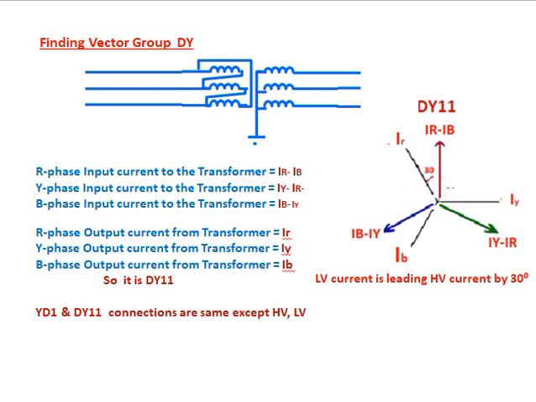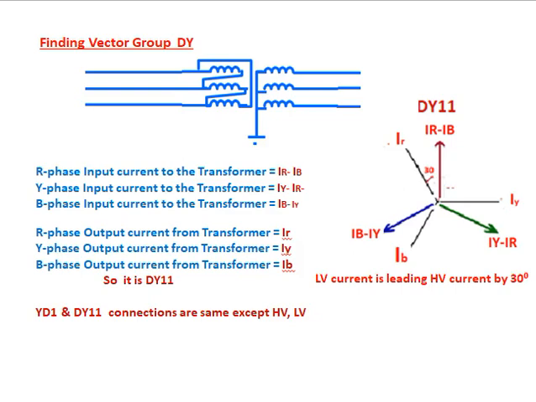Finding vector group dy. See the diagram. HV side is delta, LV side is star. Now you can say the current flow. R phase input current to the transformer IR minus IB. Y phase input current to the transformer IY minus IR. B phase input current to the transformer is equal to IB minus IY.